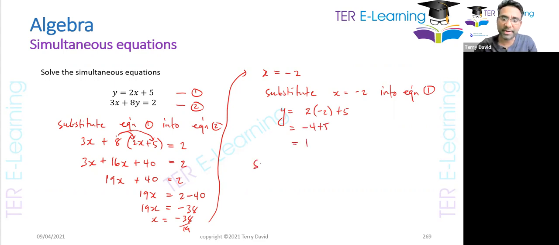So therefore, my solution is x is going to be equal to minus 2 and y is going to be equal to 1. So those are my two values that when I substitute them into both equations, I'm going to get the same answer, or they're going to satisfy the equations.